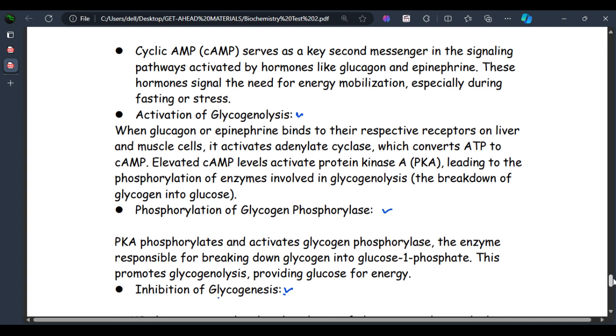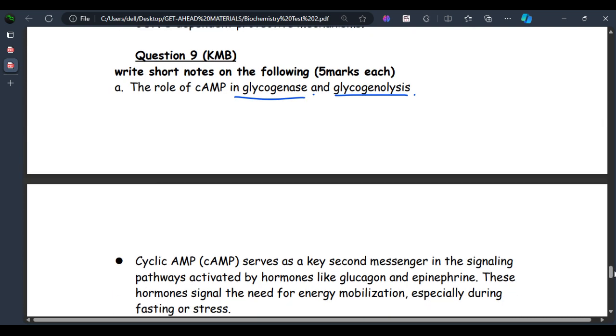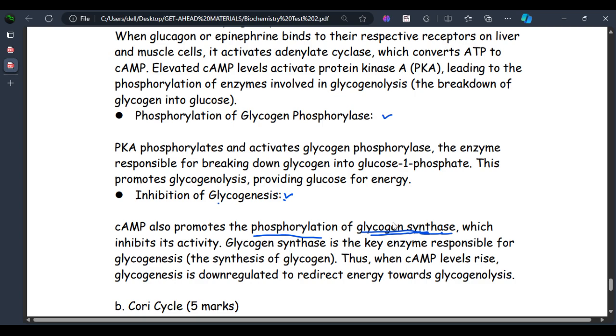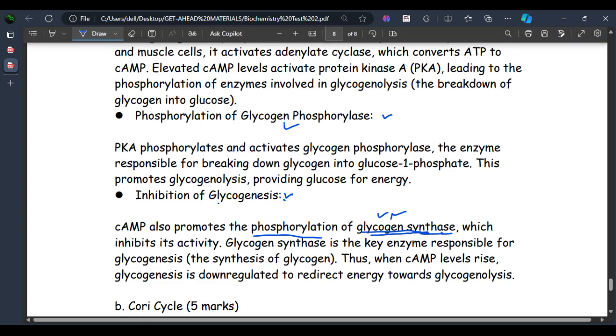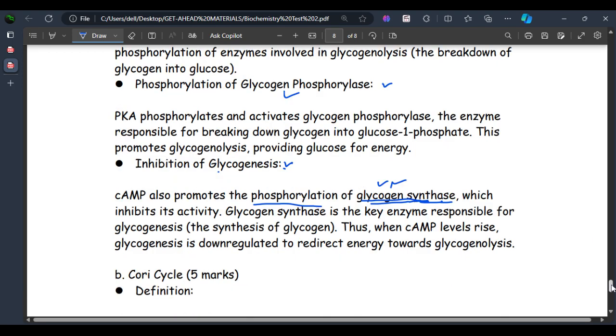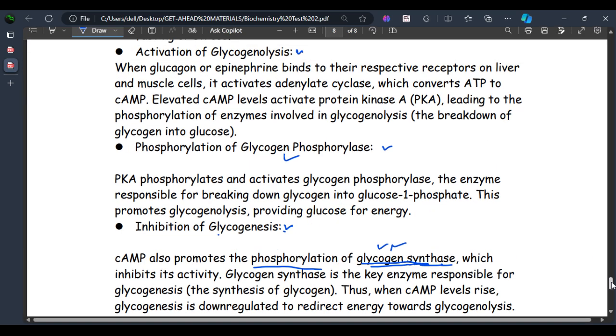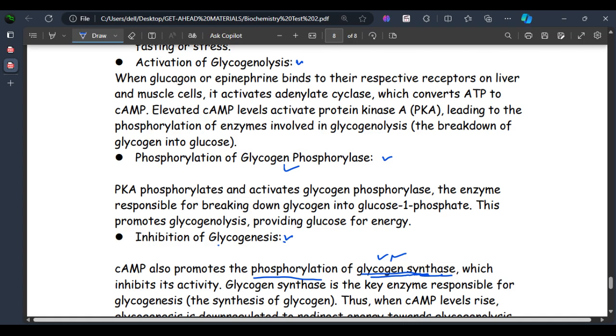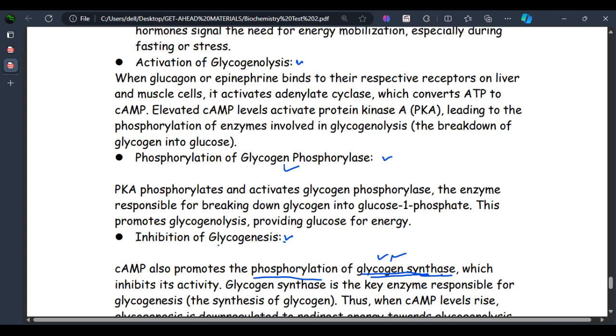These other points are just explaining exactly what I mentioned when I was talking about inhibition of glycogen synthase and activation of glycogen phosphorylase. With that being said, that is the end of this short tutorial on signal transduction with the questions that came in test 1 and test 2.